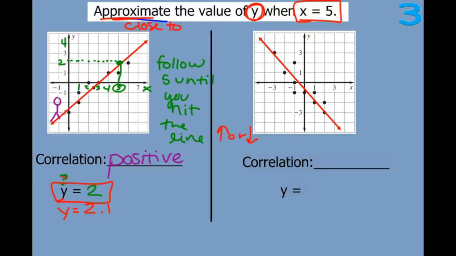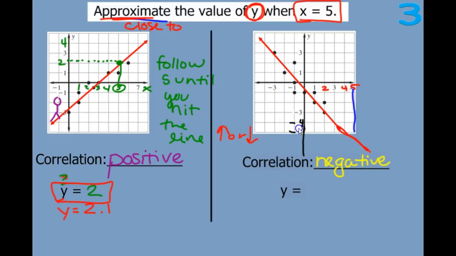So taking a look at the next one here, our correlation, from left to right, we're going downhill, so this is a negative correlation. And then what is y when x is 5? So here's 5 here, 2, 3, 4, 5. Well, this one we're going to have to carry off of our graph a little bit because if I go down here, I'm not going to hit my line. So I'm going to extend my line out a little bit. Use a straight edge if you need to.